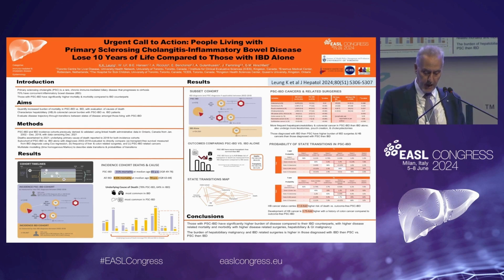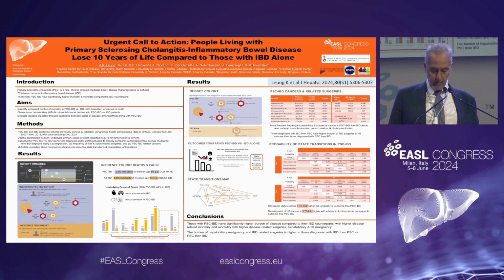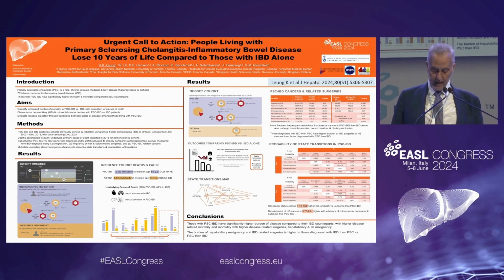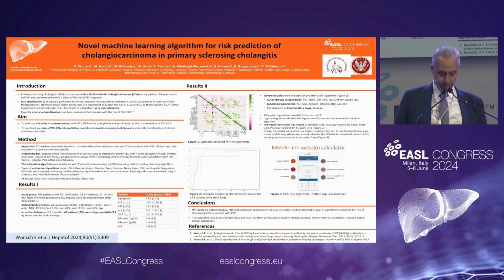In the right part of the slide you can see that PSC and IBD patients are characterized by higher IBD-related surgeries, of course hepatobiliary malignancy, and also GI malignancy. But very interestingly, the burden of hepatobiliary malignancy and IBD-related surgeries was higher in those diagnosed first with IBD and then PSC compared to PSC and then IBD.